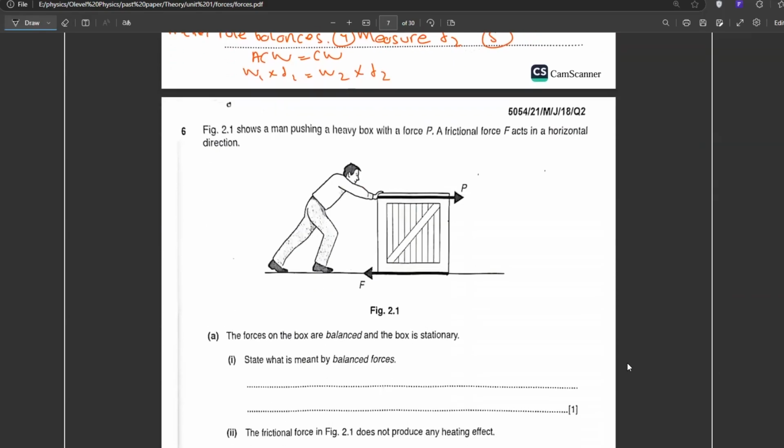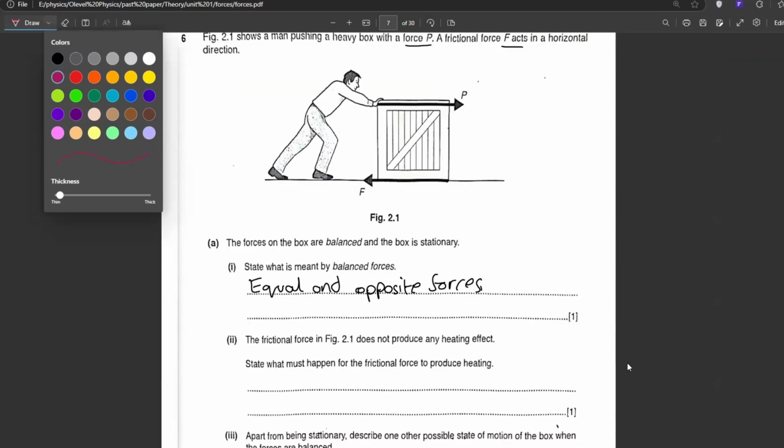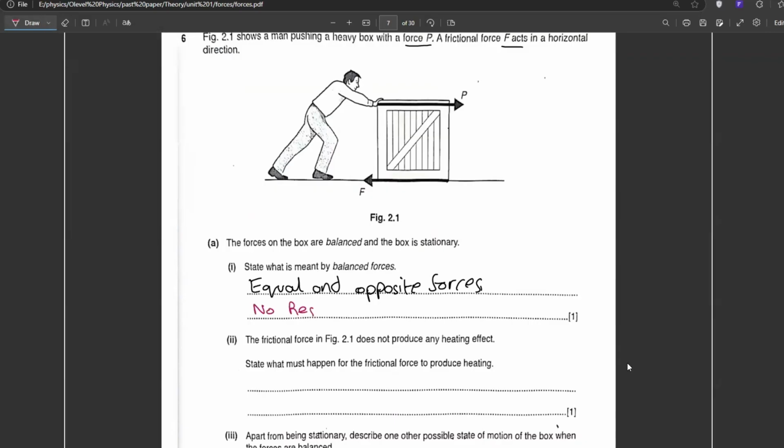Let's further move ahead to question number 6. Figure 2.1 shows a man pushing a heavy box with a force P. A frictional force F acts in a horizontal direction. The forces on the box are balanced. The box is stationary. State what is meant by balanced forces. By balanced forces, what do we mean? Equal and opposite forces. Or what else can you say? By balanced forces, you mean no resultant force. Simple as that.